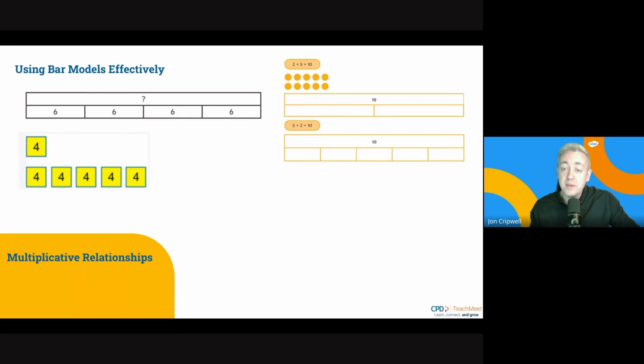We can do this with counters as well. We can place the counters into the parts to make sure that we're understanding the part-part-whole relationship, and it can help us to show the difference between 2 times 5 and 5 times 2, because it's important that we see that although the product might remain the same, actually structurally 2 times 5 is different from 5 times 2. And that's important when it comes to understanding contextually answers to problems.